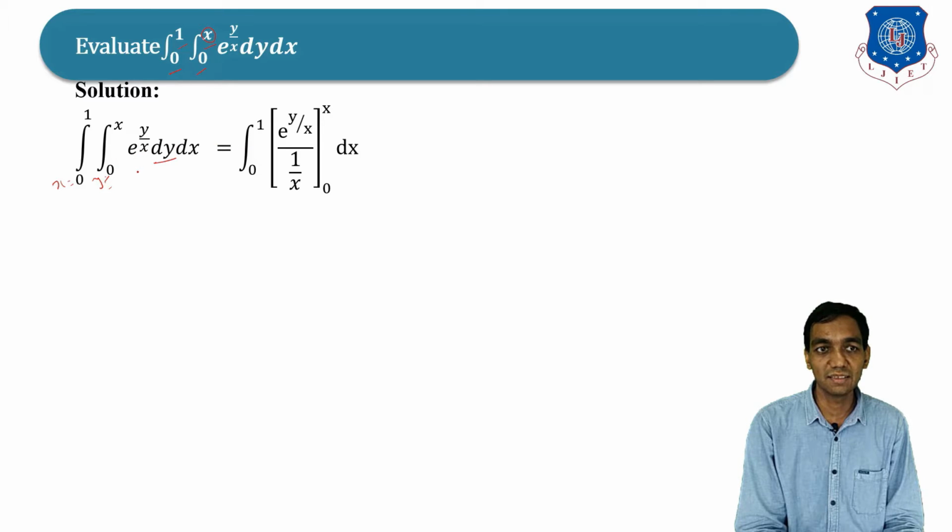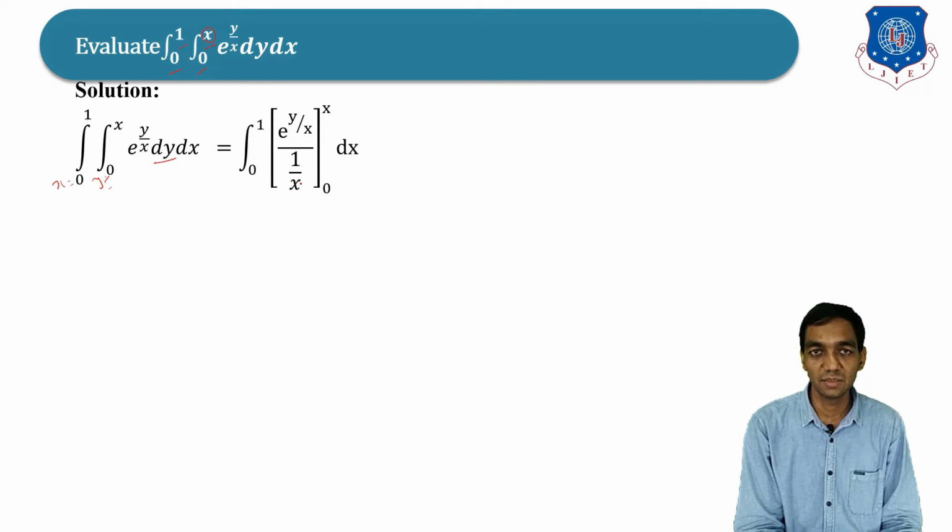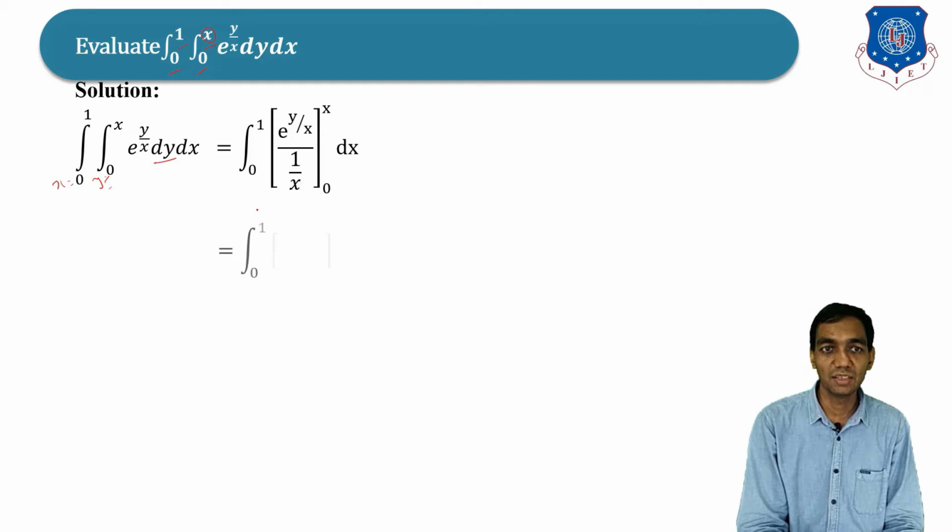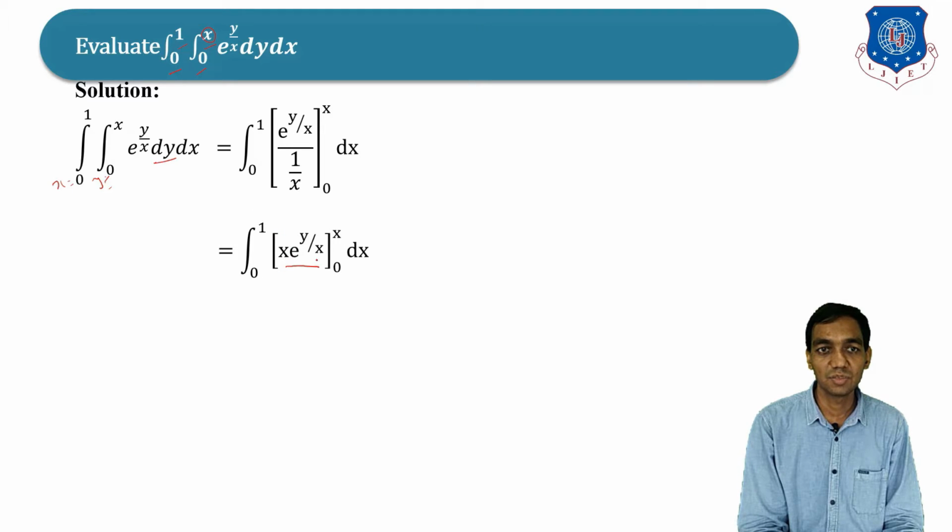So the integration of e raised to y by x is e raised to y by x upon 1 upon x, because the integration of e raised to ax is e raised to ax upon a. Now simplify this, that will give x into e raised to y by x. Then substitute the limits, that will give you xe minus x, because first we put y equal to x, then you have x into e raised to 1, minus, if you put y equal to 0, you get x into e raised to 0, that will be 1.